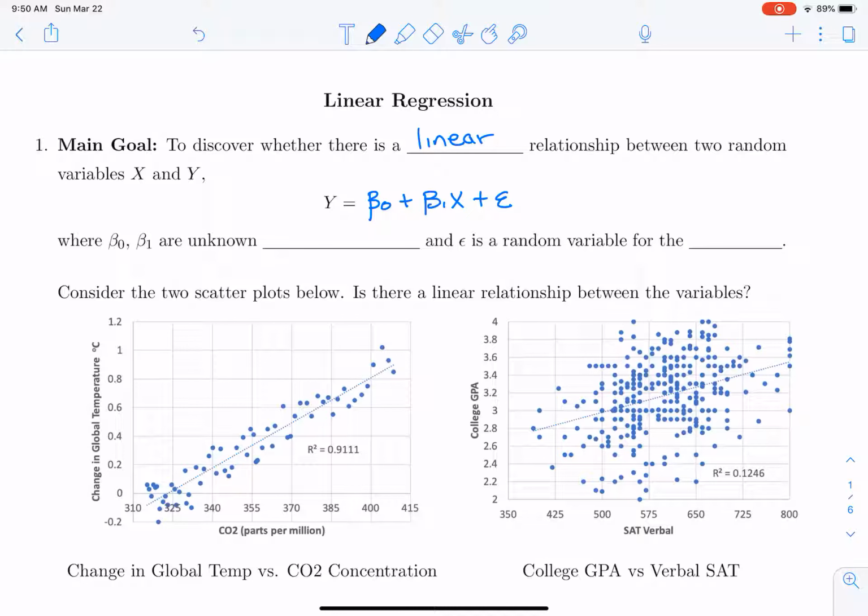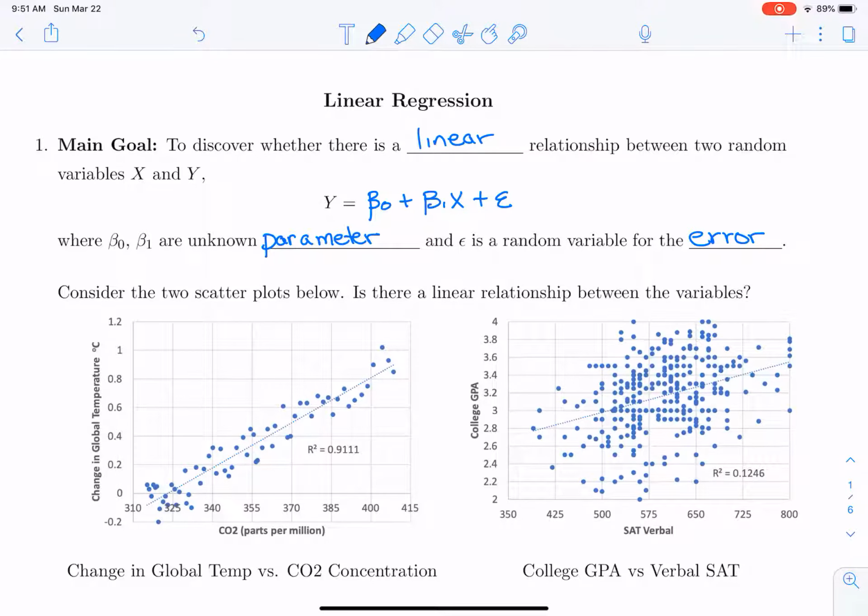So beta 0 and beta 1 are unknown parameters. And epsilon is a random variable for the error. That will become more clear later as we go through this lesson. So what do I mean by linear relationship? Well, let's consider these two scatter plots.